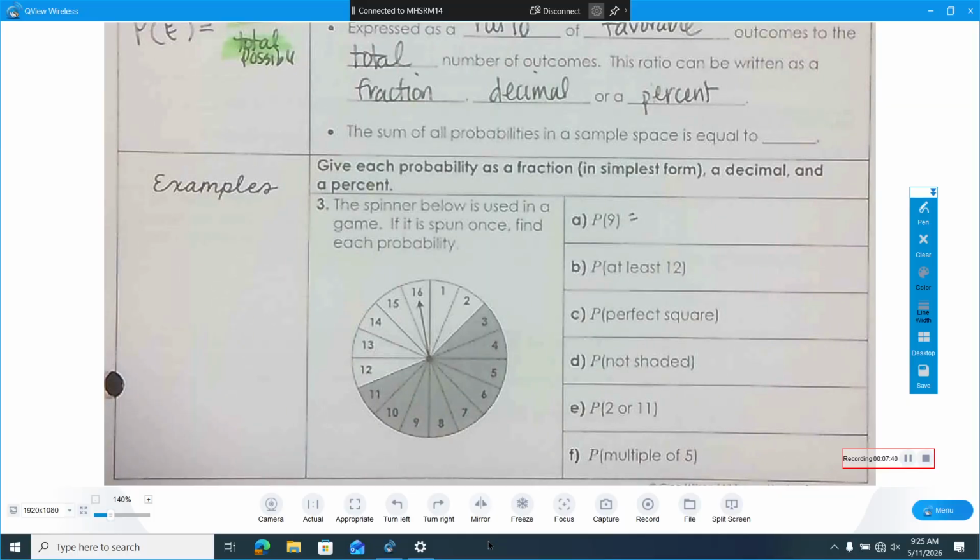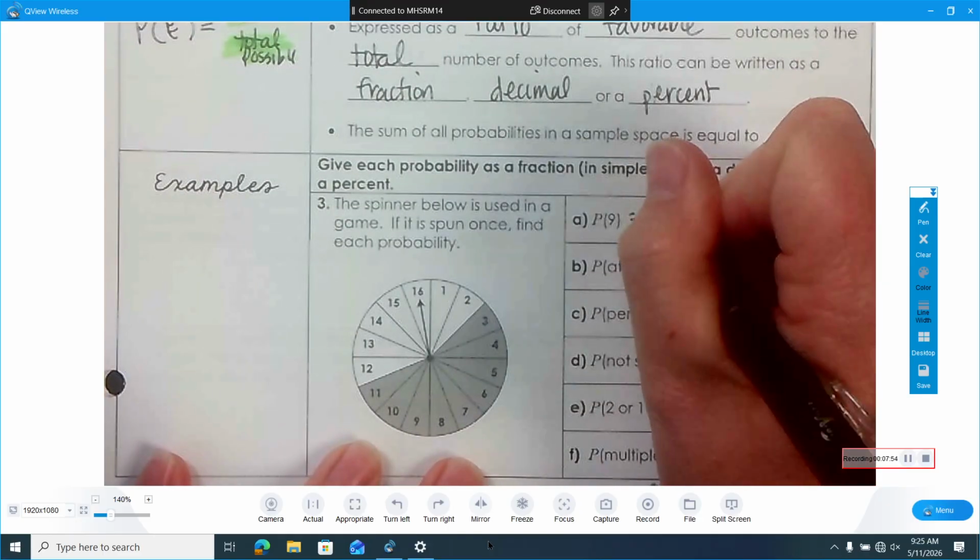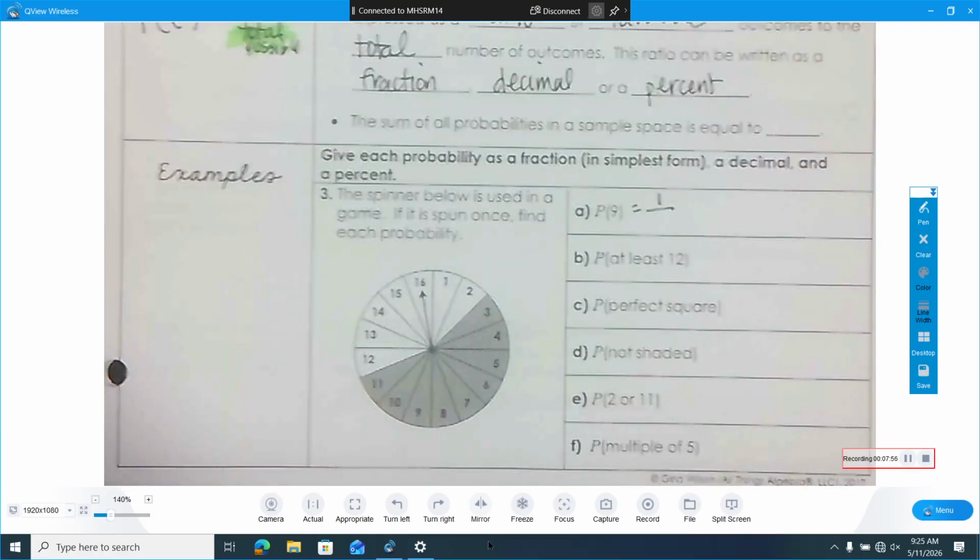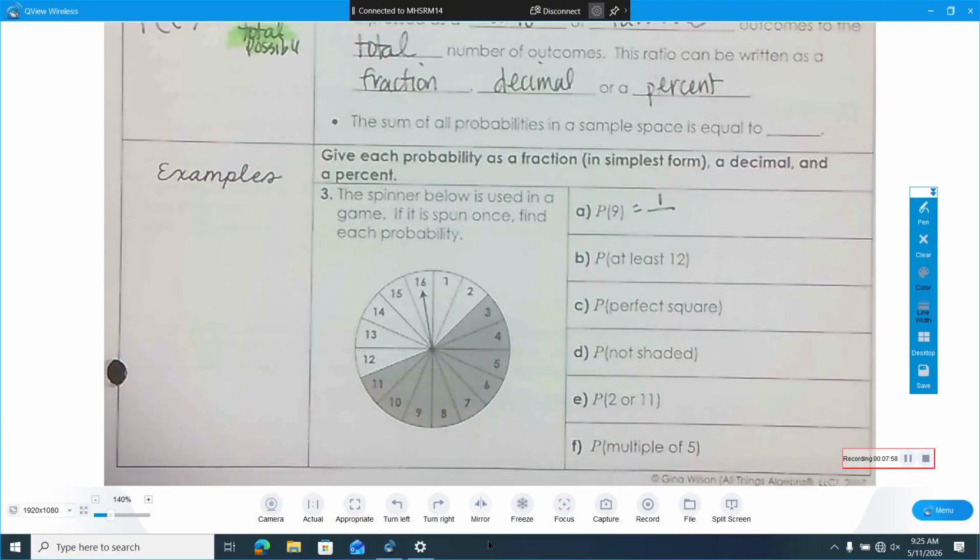So what's the probability of landing on 9? How many do we want? What do we really want? A 9, and there's only one of them, right? Okay, so what we want, there's one choice that works for us out of how many choices? Out of 16. There's one thing that we want out of 16 possible choices.